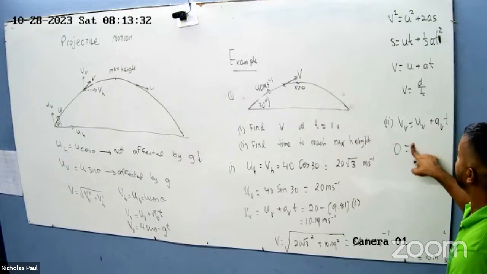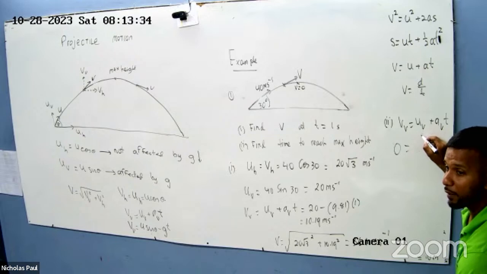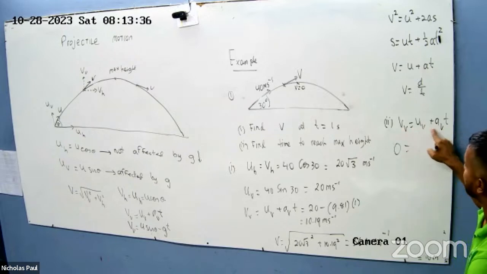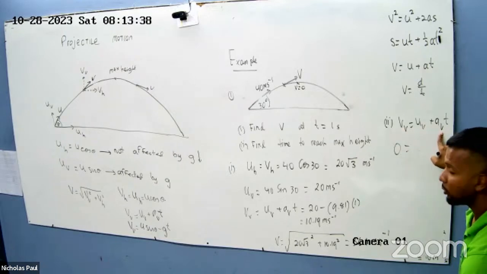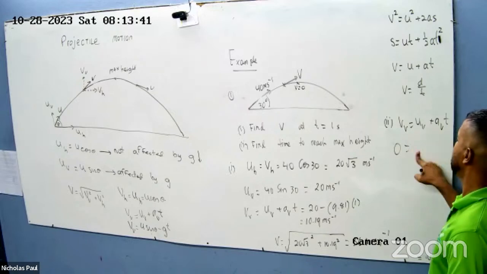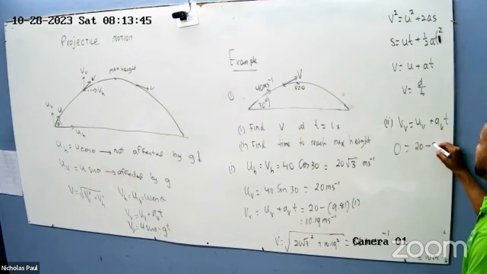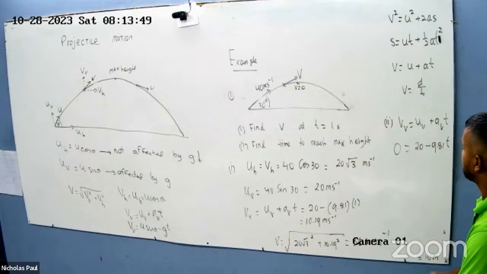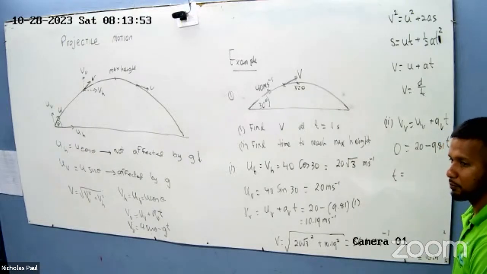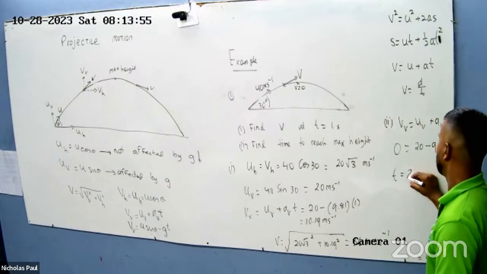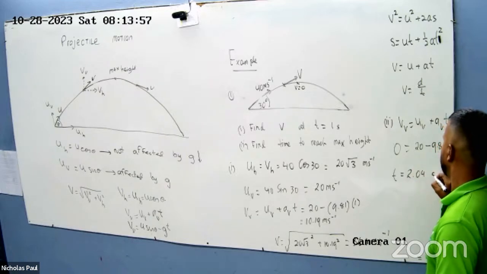No, here's 20. Vertical. Remember, every single thing here is vertical. So this is 0, this is 20, and here is minus 9.81. So T is how much? 2.0.